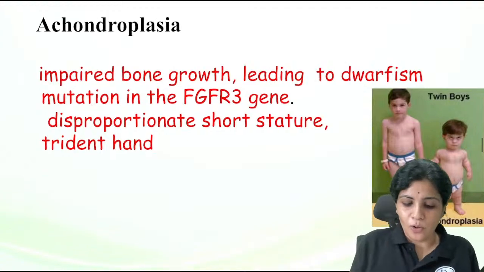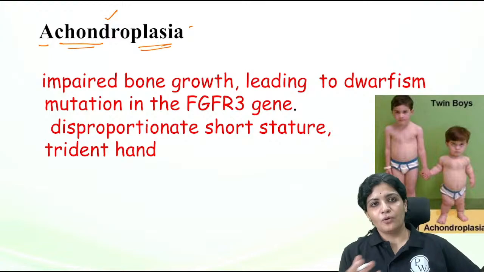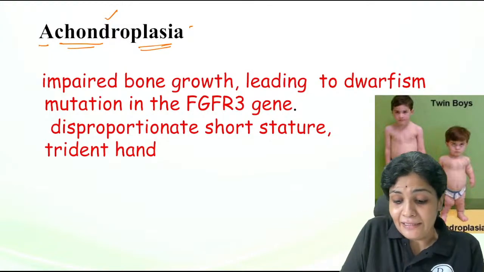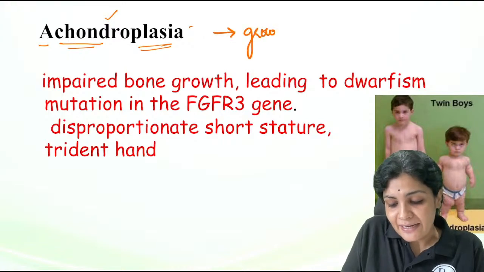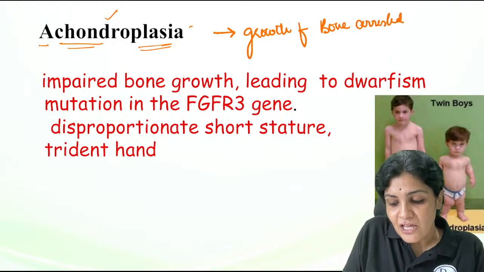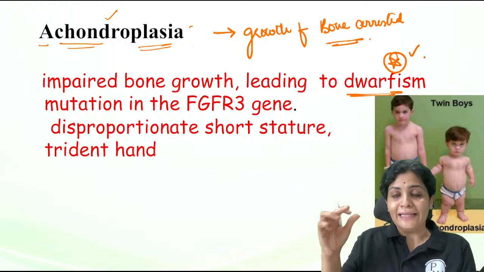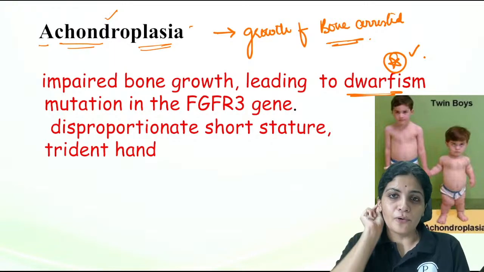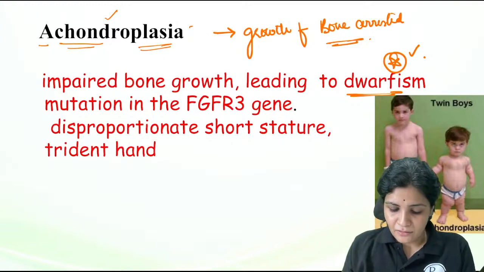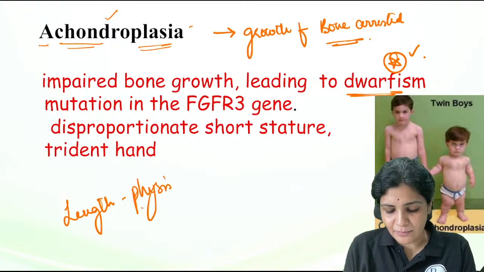As you know, in achondroplasia, chondro is nothing but cartilage, right? So there is some deficiency in the cartilage where the growth of the bone is arrested. So these people will result in what is called dwarfism. The length of the bone is determined by the growth plate, and the apophysis determines the circumference, you remember this, right? The length of the bone is by the physis. Physis is nothing but the growth plate.